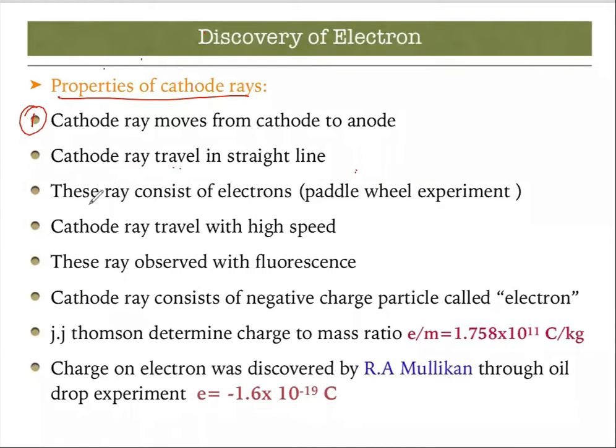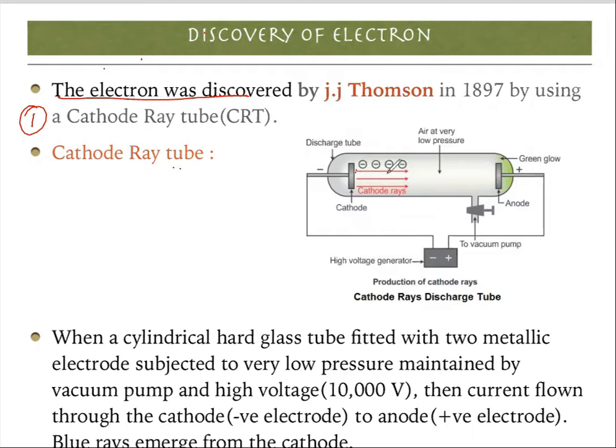The next point is these rays consist of electrons. As you can see in the diagram, these rays are coming from the cathode. What is the charge of the cathode terminal? The cathode terminal is negatively charged. One experiment was done, called the paddle wheel experiment. In the paddle wheel experiment, there is a paddle in the path of the cathode rays, and these cathode rays rotate the paddle.